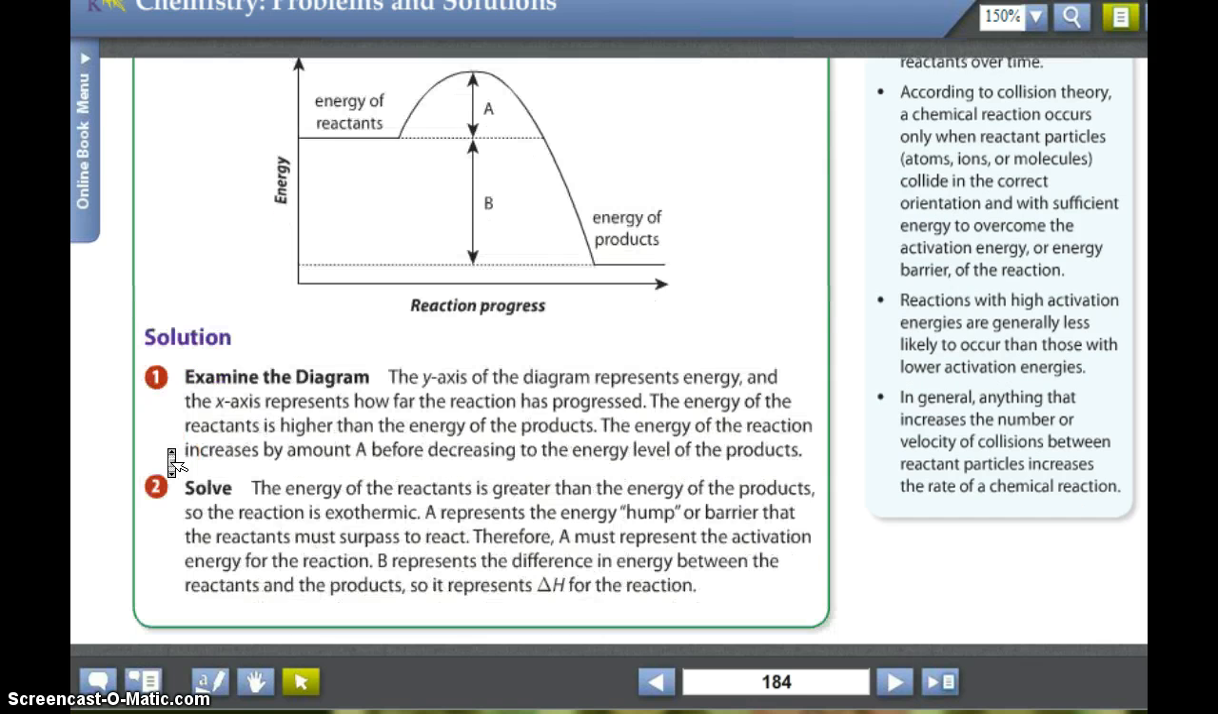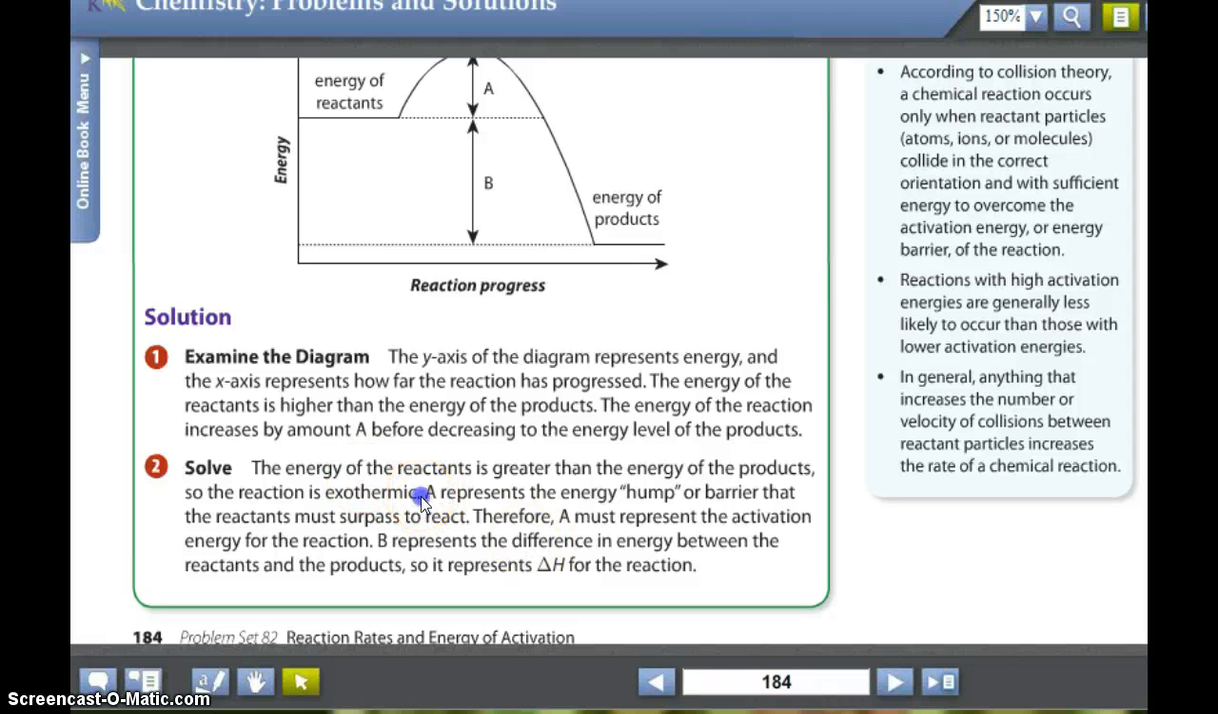All right. So let's see what else they said. So A represents the energy hump or barrier that the reactants must surpass to react. Therefore, A must represent the activation energy for the reaction. B represents the difference in energy between the reactants and products. So it represents the delta H, or the change in enthalpy for the reaction.